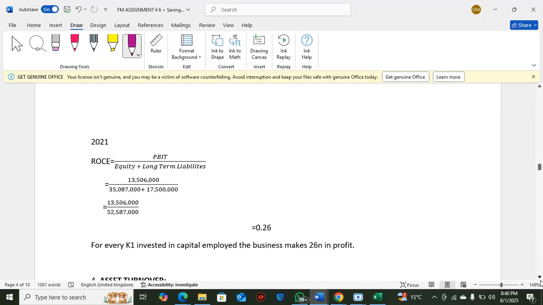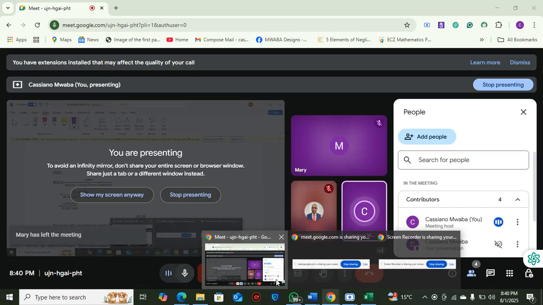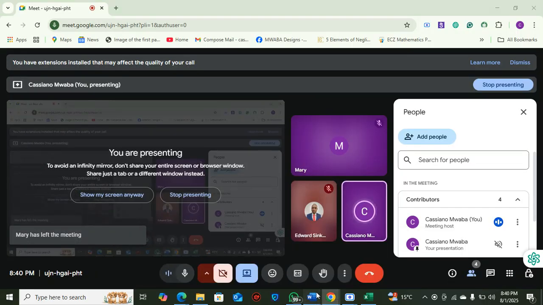For 2021, profit before interest is 30,506,000. Equity plus long-term liabilities, which is our capital employed, is 52,587,000. When we divide these two, we get 0.26. So basically, for every one kwacha invested in capital employed, the business makes 26 ngwee in profit. So we did better by one ngwee in this case.